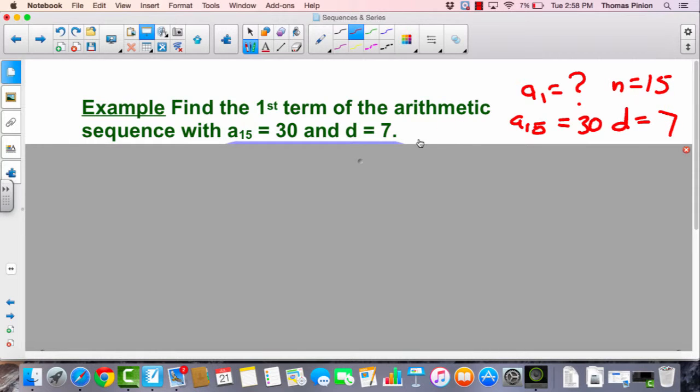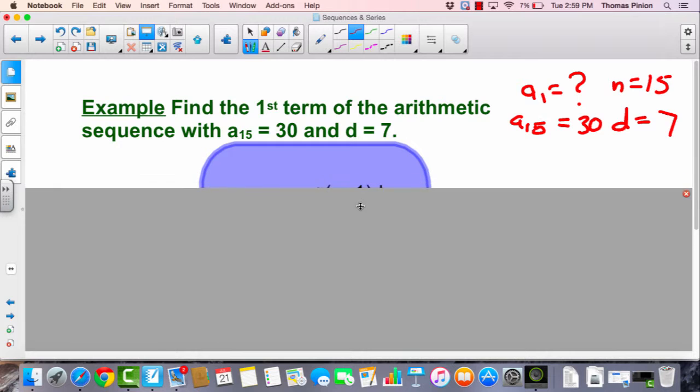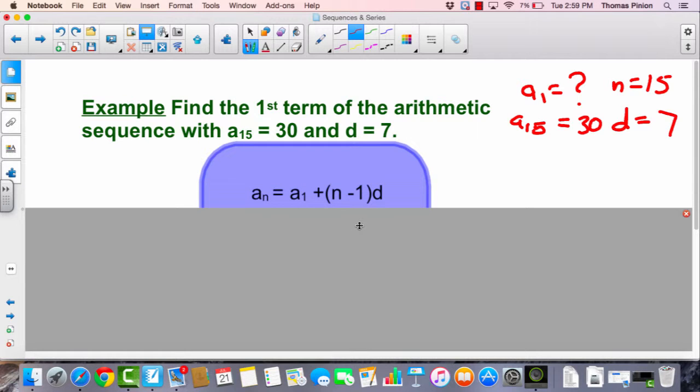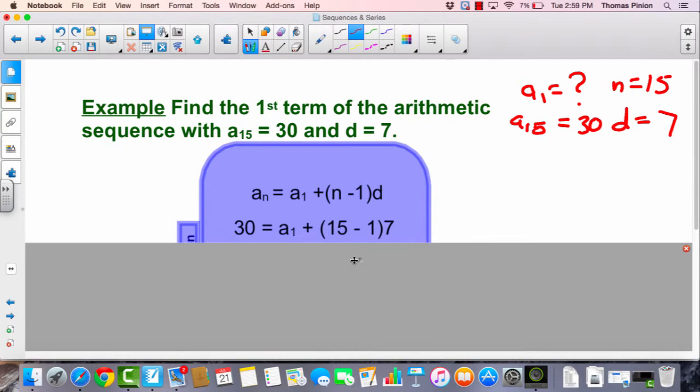Okay, so we're going to plug all that stuff into that explicit formula. Here's your explicit formula. Plugging in, a sub n is going to be 30. A sub 1, we don't know it. n is going to be 15 because we know a sub 15. Minus 1 times d, which is 7.